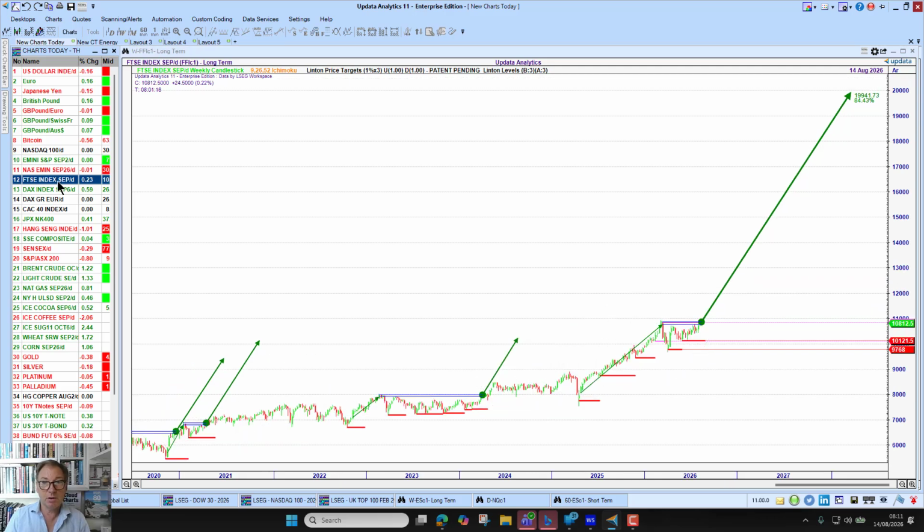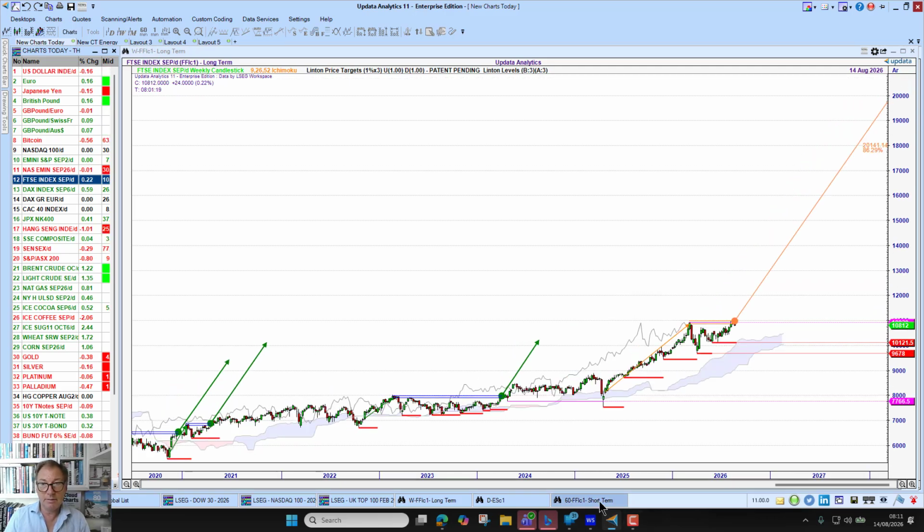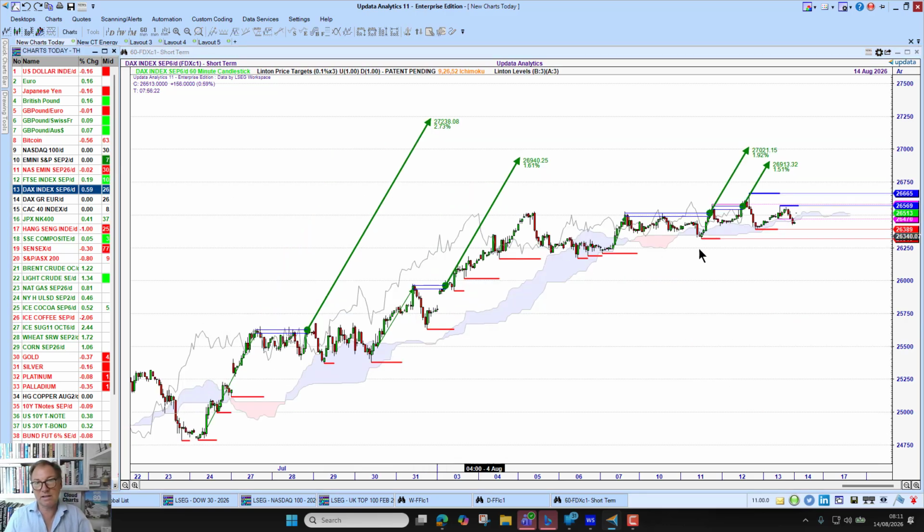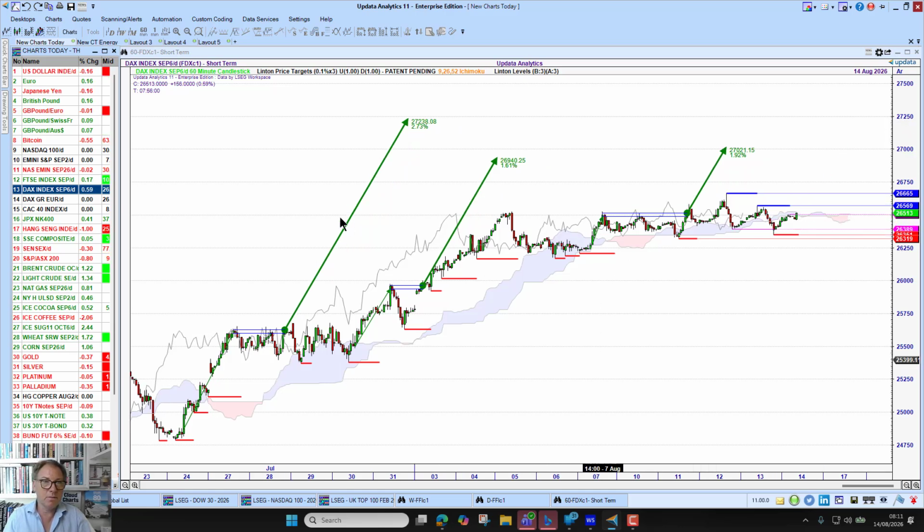The UK market is up 0.25% this morning. But it has been very flat this last week or two, reflecting that quiet summer. And the same with the DAX. We have gone into a consolidation pattern. This is a short-term chart. We have upside targets, which does suggest a move, a break higher, but at the moment it's looking pretty quiet.